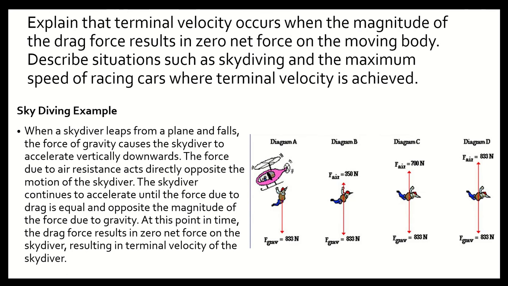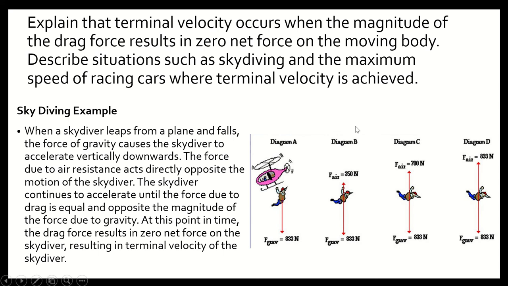Now, finally, there's a couple of explanations. I'm not going to read exactly what I've written here, but you need to be able to explain terminal velocity. This occurs when the magnitude of the drag force results in zero net force on the moving body, and you need to use this idea to describe situations such as skydiving and the max speed of race cars where terminal velocity is actually achieved.